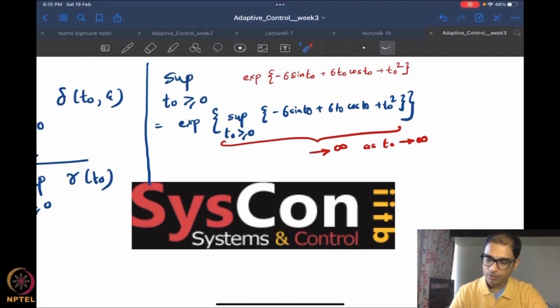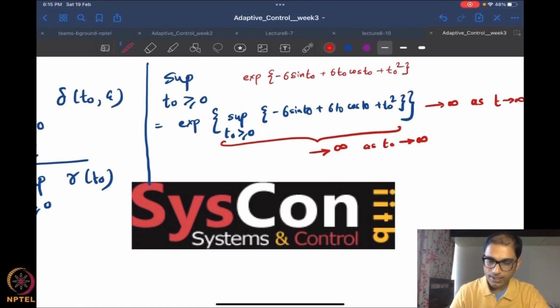Why? The same argument as before. This t0 square is going to dominate all of these guys. It doesn't matter what happens to this. This is just between plus minus 6. This is going to be between plus minus 6 t0. But then this t0 square, which is a quadratic term, is definitely going to dominate all these guys. So this entire quantity goes to infinity as t0 goes to infinity, right? So what happens to the supremum? It means that the supremum itself goes to infinity as t goes to infinity.